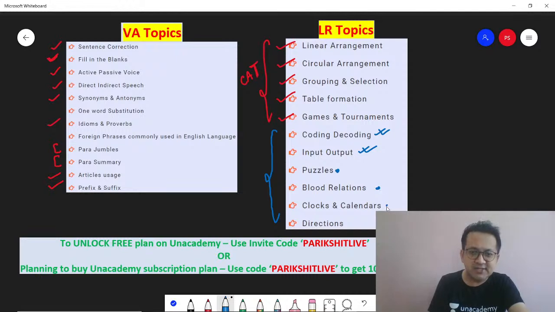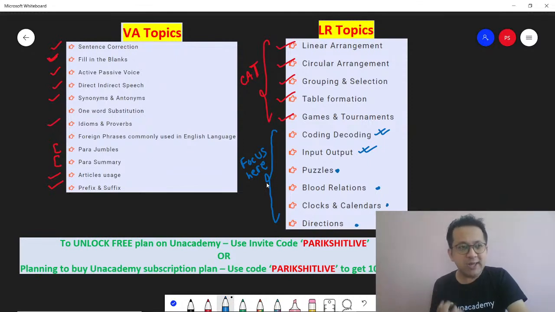Similarly, blood relations, clocks and calendars, direction. This is your focus area. Why do I say focus? Because the remaining things you've already prepared for your CAT. But the blue portion, coding, decoding, input, output, clocks and calendars, directions, puzzles, blood relations, they are very easy. I'll repeat again, very, very easy. But if you have not done it before, you will not be able to solve it.